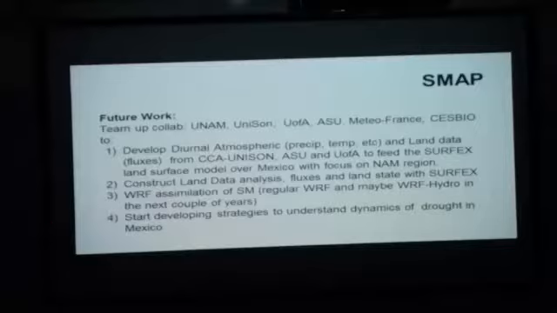We'd like to construct land data analysis, fluxes, and land state with that network, and also do a WRF assimilation of soil moisture, taking into account maybe just a regular WRF or WRF plus hydro, and try to develop some strategies to understand the dynamics of drought in Mexico. So that's what we are aiming for, and the invitation is open. So that will be my talk, and if you have any questions.